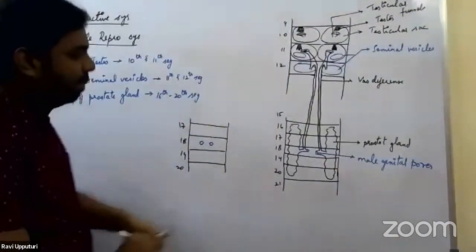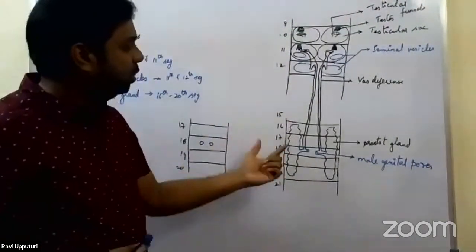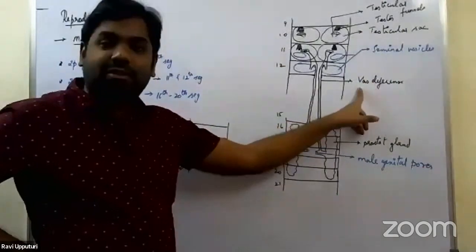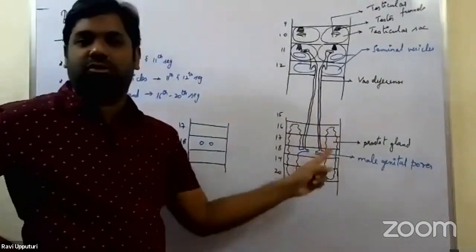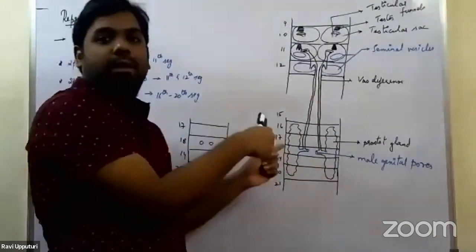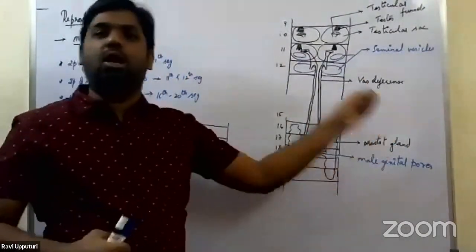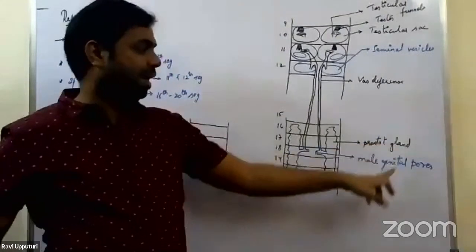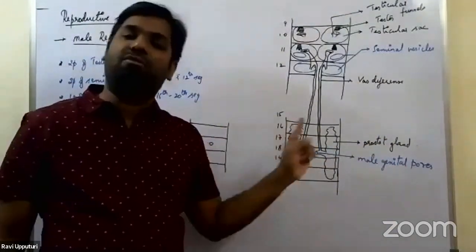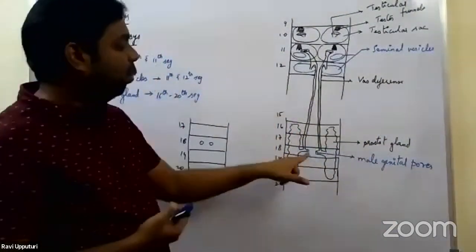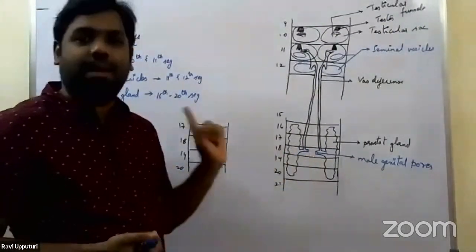So how exactly are the male genital pores formed? It is formed through the two ducts. One is vas deferens and the other one is the duct of the prostate gland. Both of them would combine together to form a common duct, and through that common duct would open to the outside through this particular pore, which is called as the male genital pore. One pair of male genital pores present on the ventral side of the 18th segment.